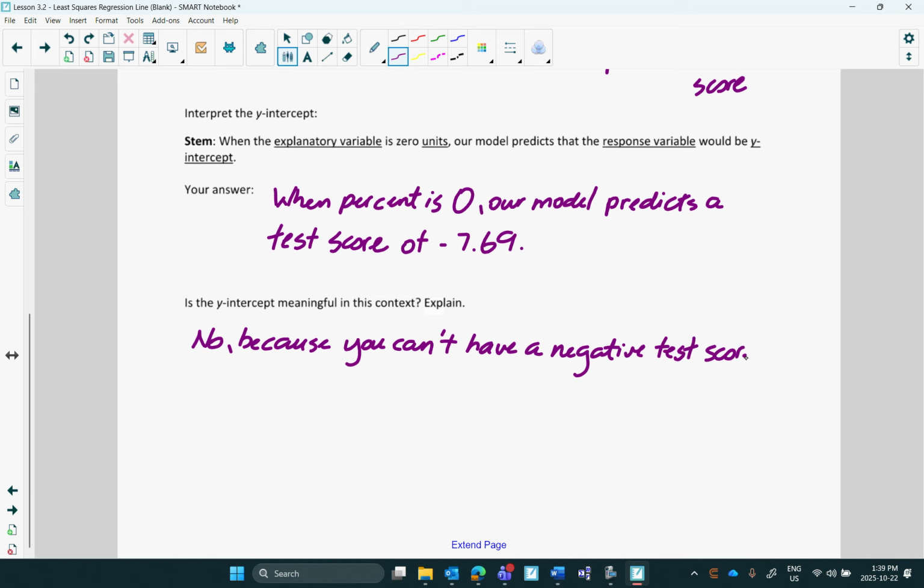And we actually give that a specific name in stats. We call that an extrapolation. If it has no meaning, it's called an extrapolation.